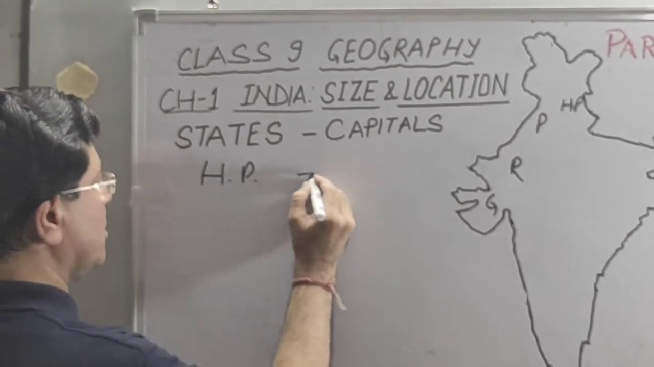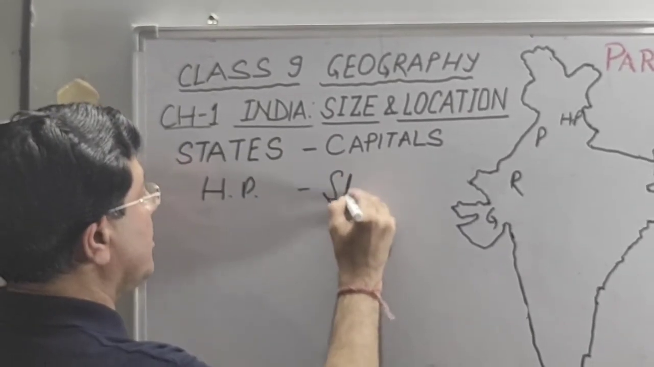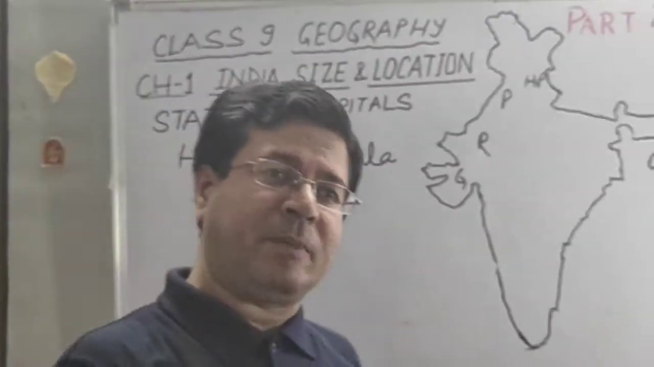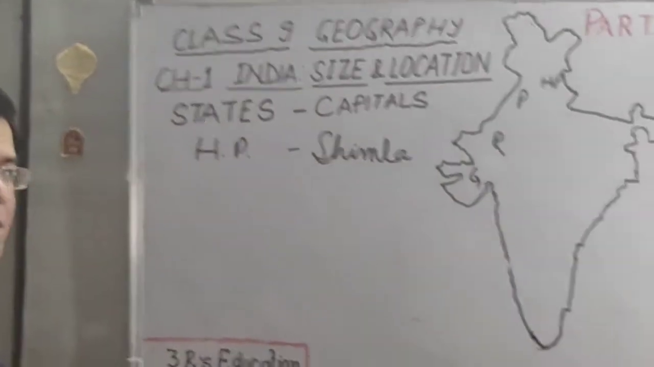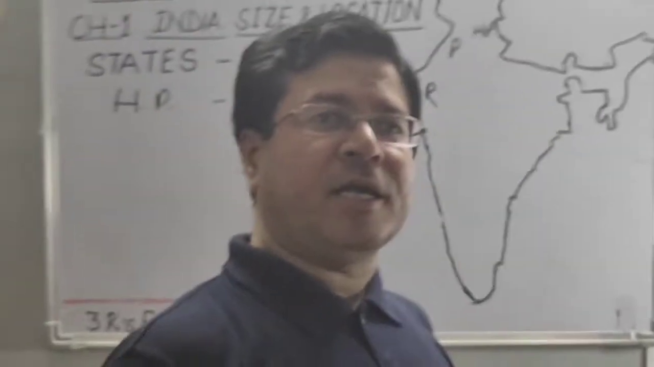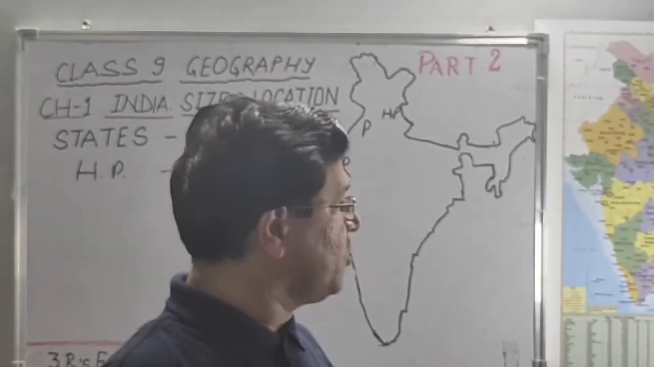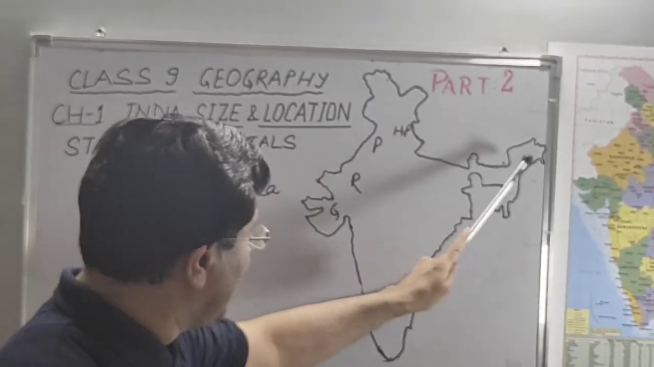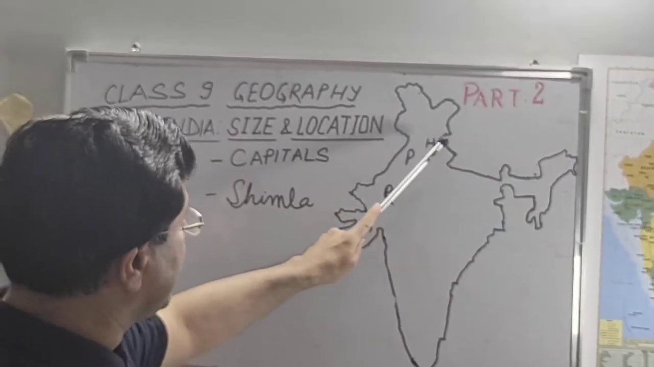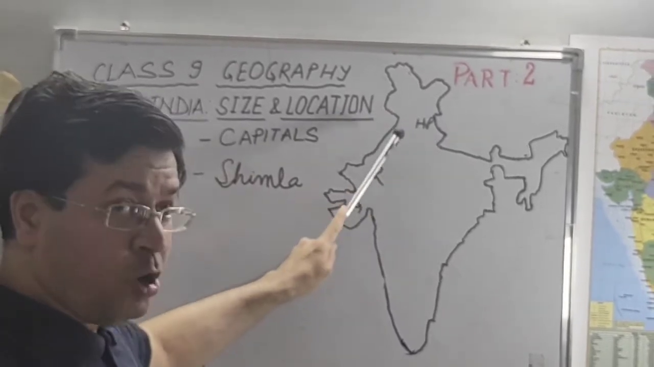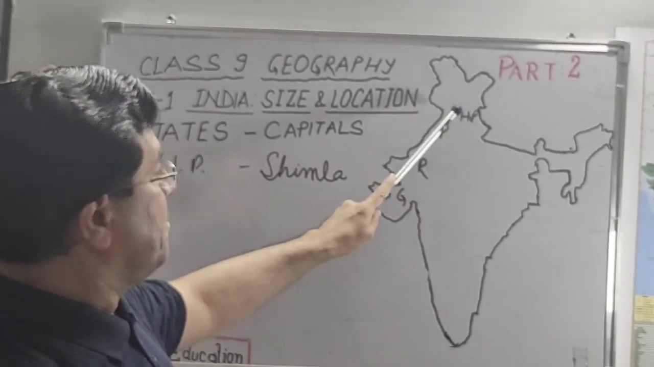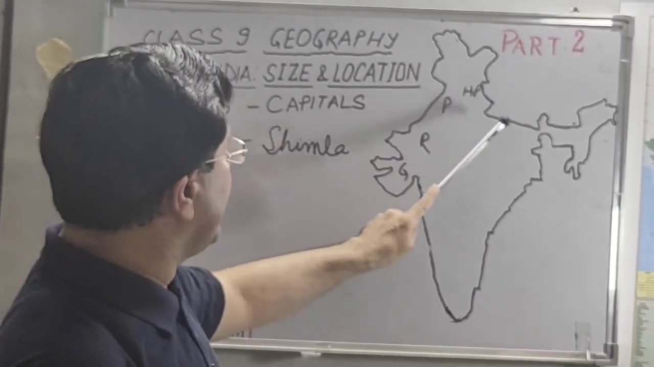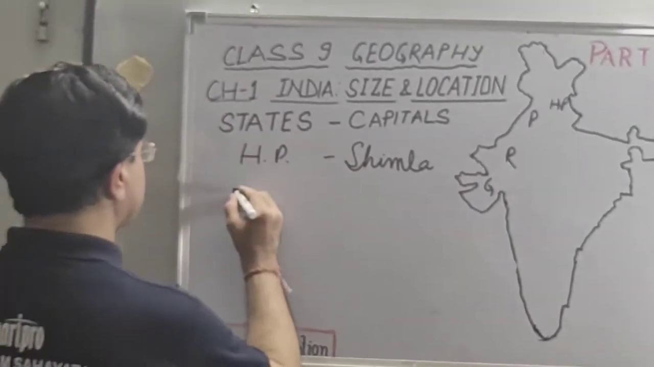So Himachal Pradesh, its capital is Shimla. It's a good opportunity to learn the capitals also. Himachal Pradesh, Himachal. You have studied Himalayas in previous classes. It is very easy to remember because here we have Himalayas. If you see the map, here we have Himalayas. So the state which is located in Himalayas, covered with him or snow for many months in the year, is appropriately named Himachal Pradesh.